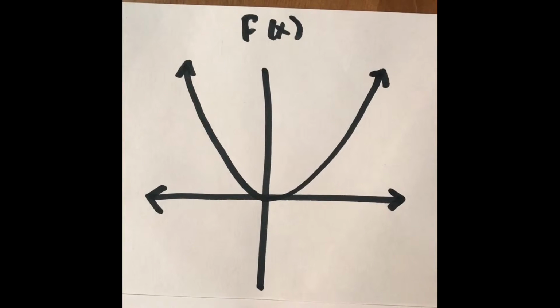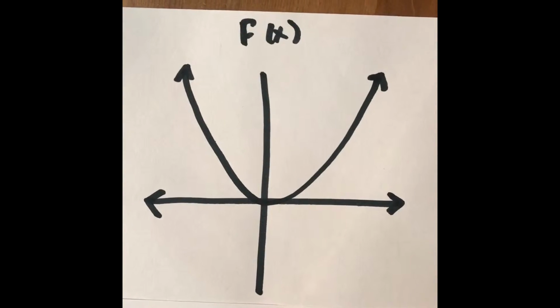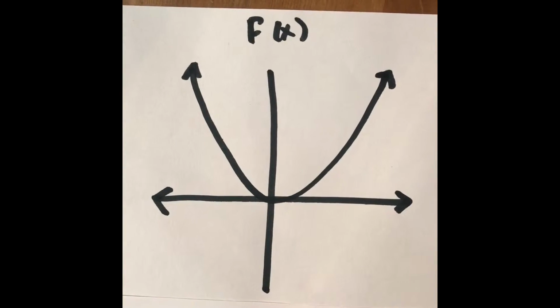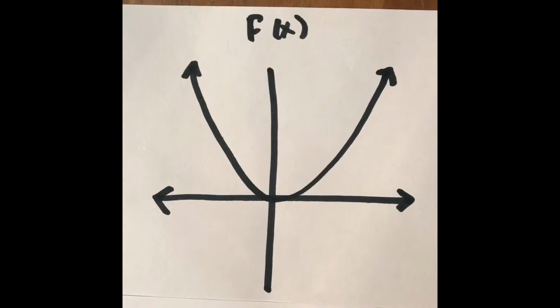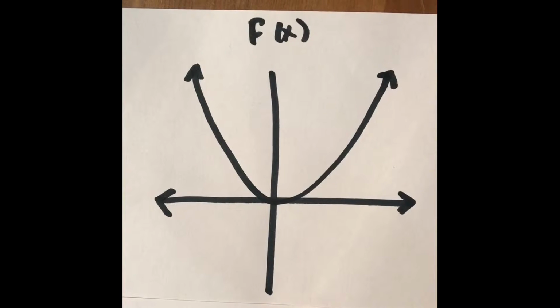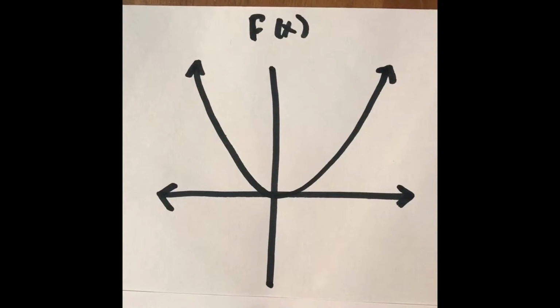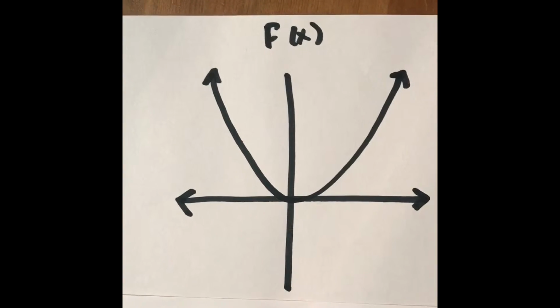So what we have here is f of x, and this is the original graph, and it is easy to tell where the graph is increasing and decreasing. As we can see, it is decreasing from negative infinity to 0, and it is increasing from 0 to infinity. And we're not going to be given that, obviously.